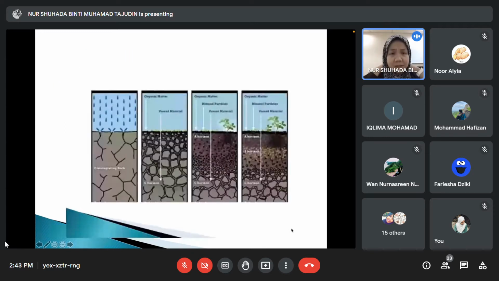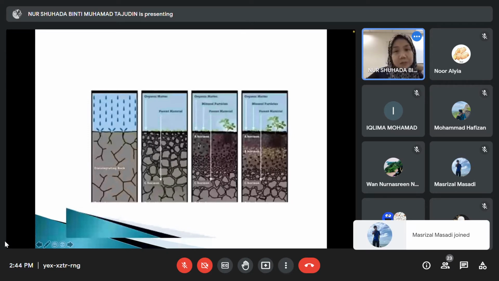From the diagram you can see it's actually from a big rock, a mass of rock, and how it disintegrates, and then they form layers. Here you can see there is A horizon, B horizon, C horizon. This is just a general one, but how is the process?